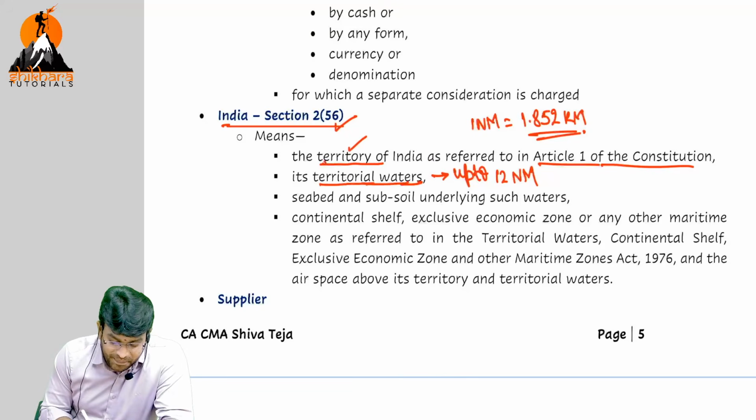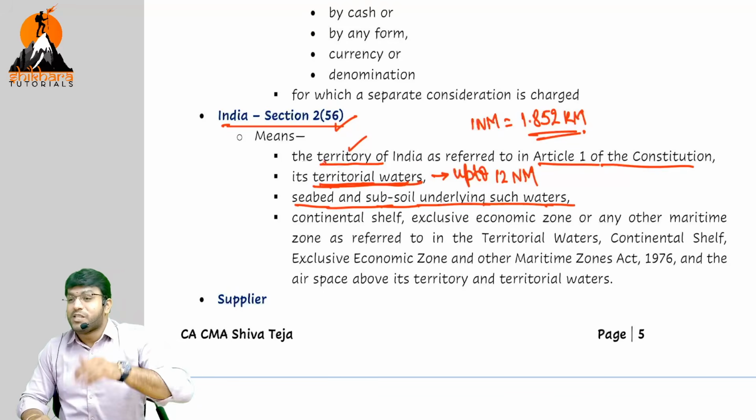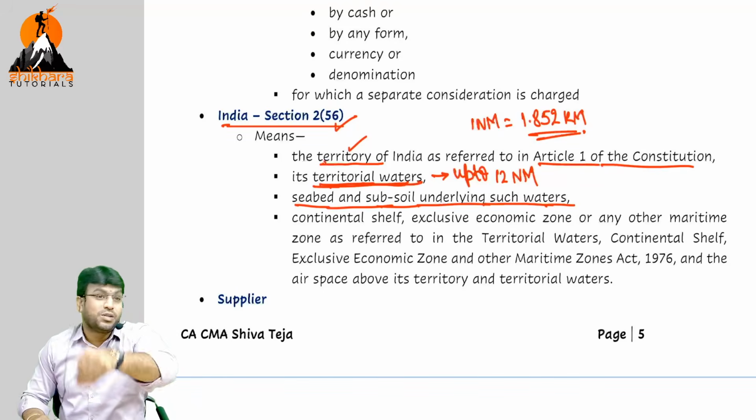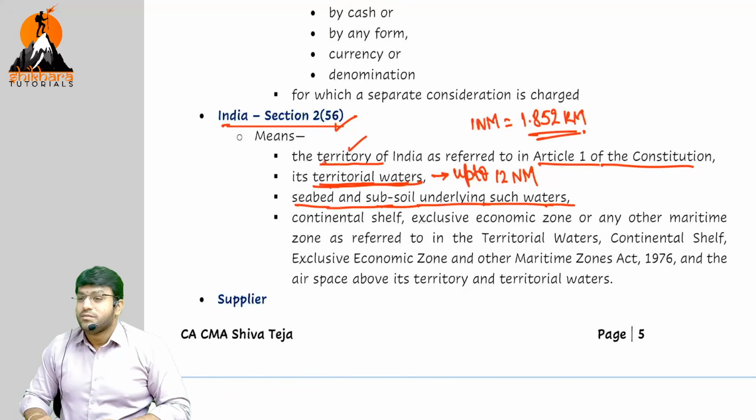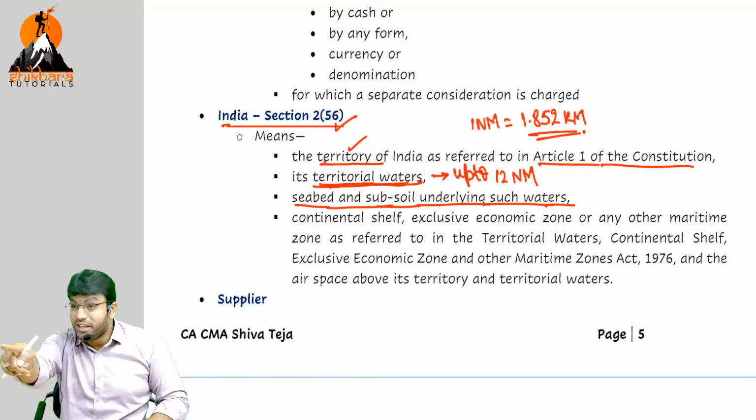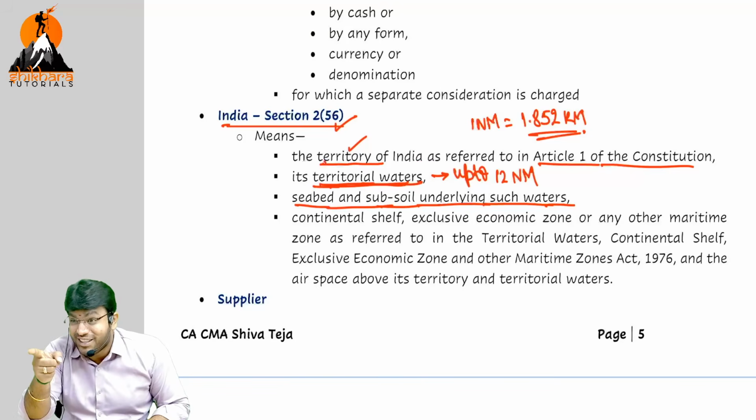India means territory of India, territorial waters, seabed and subsoil underlying such water. That means if you do some activity inside water also, the law is telling you to pay GST. Seabed means inside water. You are thinking, what activity will they do inside water?